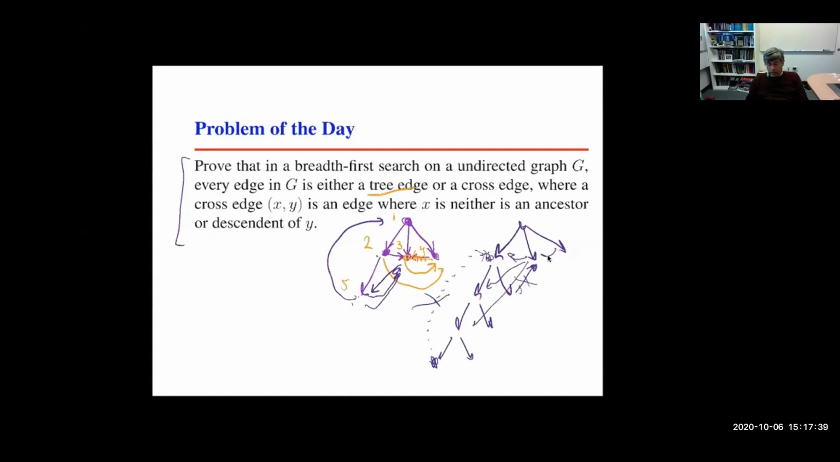Why do we know they can't be an edge from here to here? Because again, if it skips this level, then when I processed this vertex, I would have discovered that vertex. So it should be clear that there are these restrictions on what edges can do in a breadth first search. It lays out the edges in the graph in a way that gives me a tree, but also has other constraints on what it does with the edges.